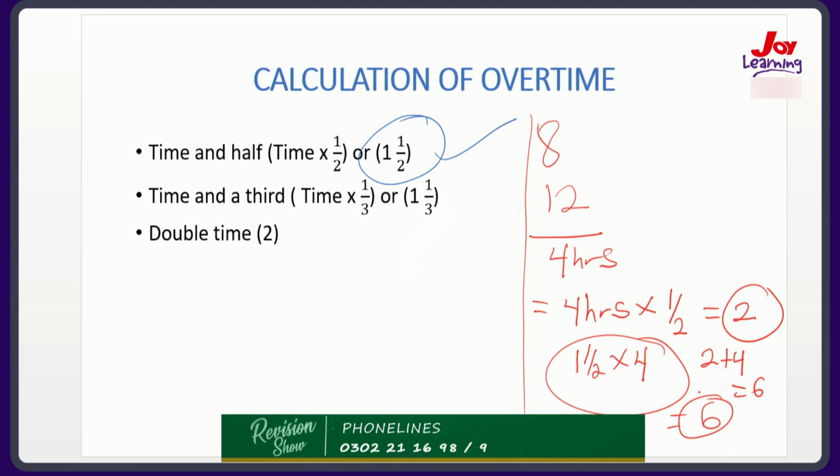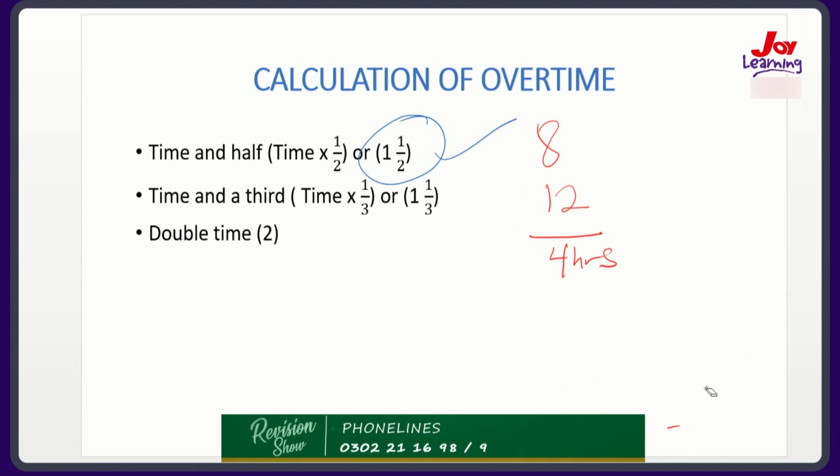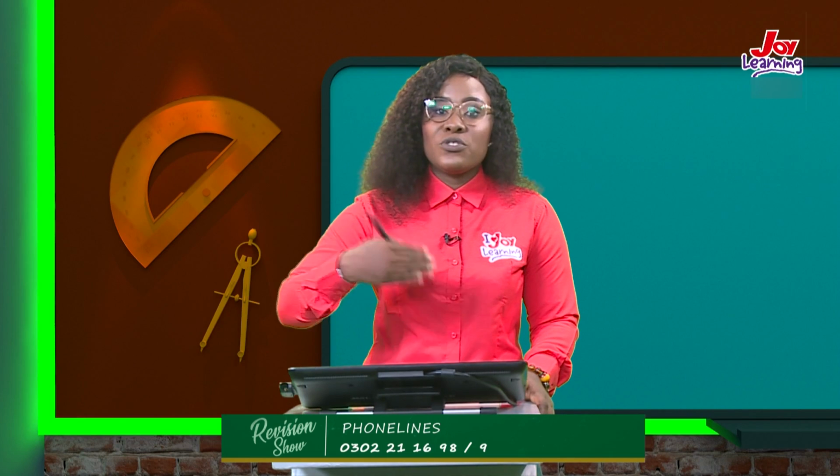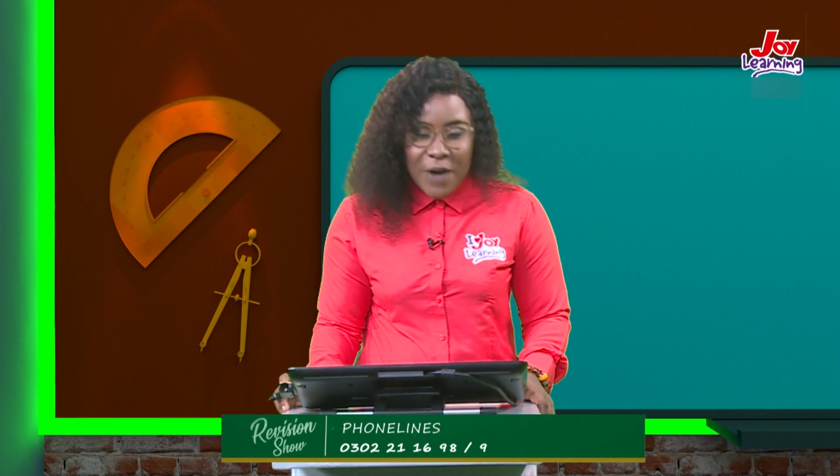The second method is the time and a third. The organization can tell you that overtime is paid at time and a third. It's the same way we will go. If the extra hours the employee did is 4 hours and he's being paid at time and a third, it means the 4 hours multiplied by 1/3. We need to look for 1/3 of 4 and add it back to the 4 before payment can be made. When you work for extra 4 hours, you enjoy 1/3 of the 4 hours plus the 4 hours you have done.